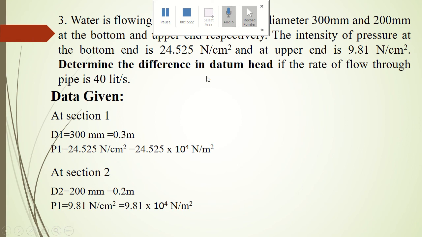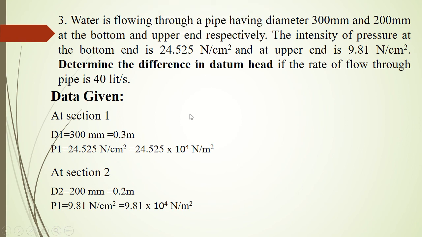Okay, the next problem. Here in the third problem, the water is flowing through a pipe having diameter 300 mm and 200 mm at the bottom and upper end respectively. So bottom end is 300 mm and upper end is 200 mm. Okay. The intensity of pressure at the bottom end, so what is pressure intensity, is nothing but P, right? It is not P by rho g. P by rho g is pressure head.